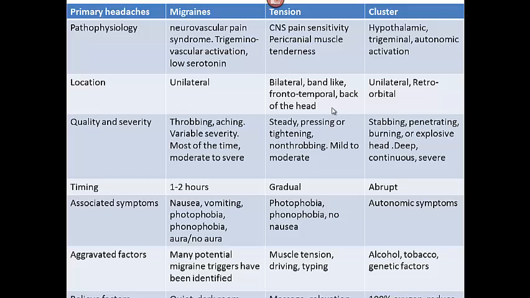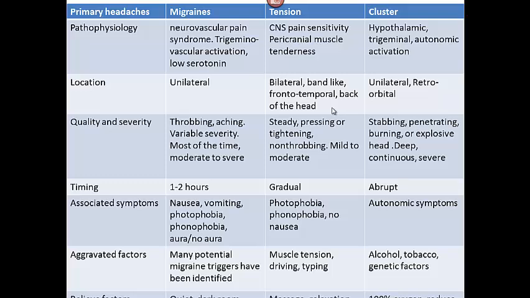So it could be bilateral. It's not unilateral. It's bilateral. It's band-like, frontotemporal. It could actually radiate completely up to the occipital area. So it goes completely around the head. It is not commonly associated with nausea and vomiting, not even photophobia or phonophobia.